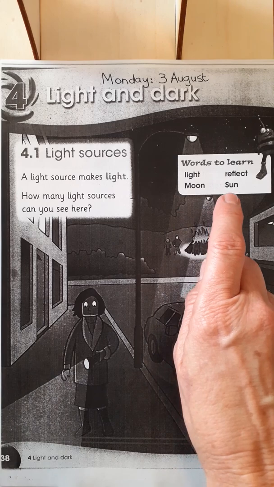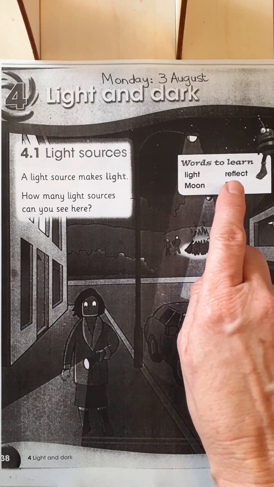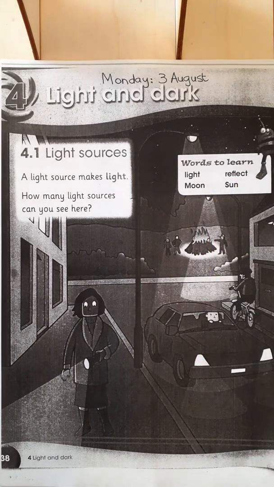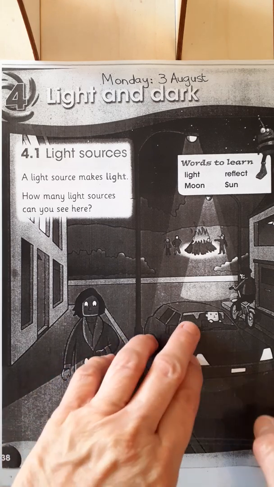Words to learn is light, moon, sun, these you know, and the word reflect means, for instance, when the sun's rays hit the earth, a lot of the heat is reflected back to space. You can see, for instance, your reflection in the mirror, okay? But reflect here in this sense means when the sun's rays hit the earth, a lot of the heat is reflected back into space. Okay, let's turn.